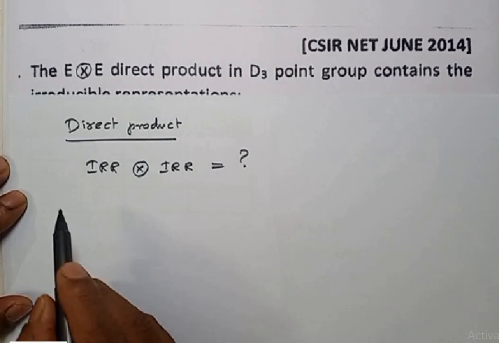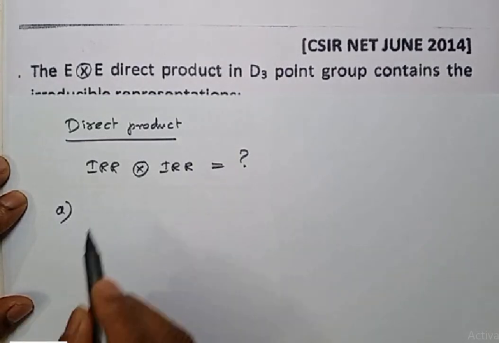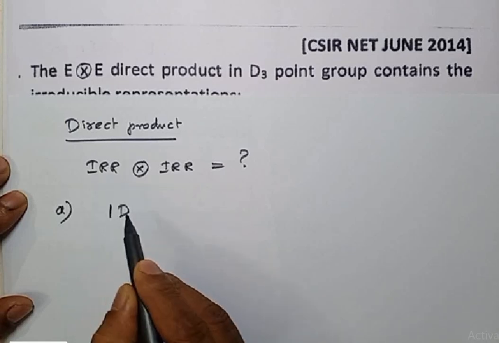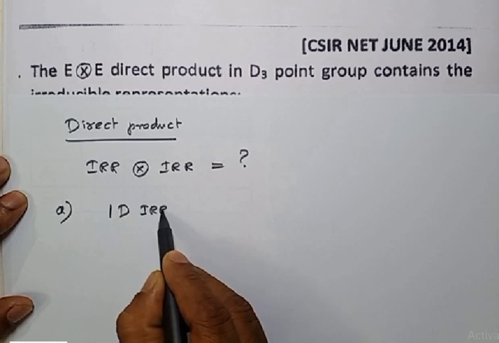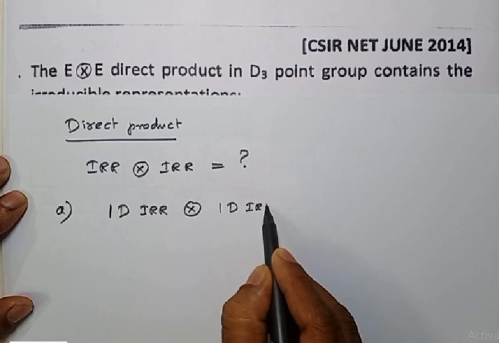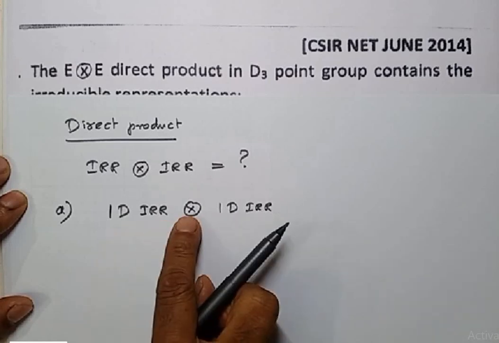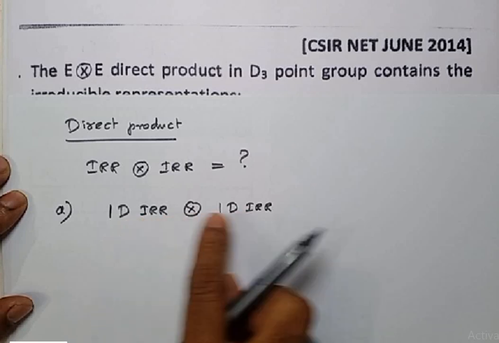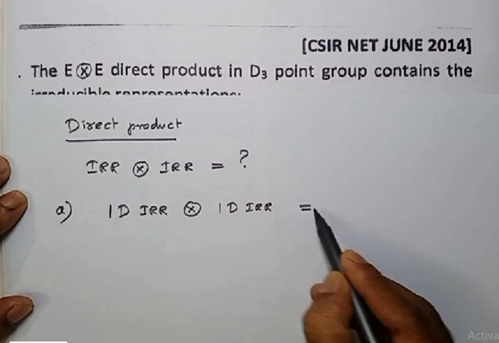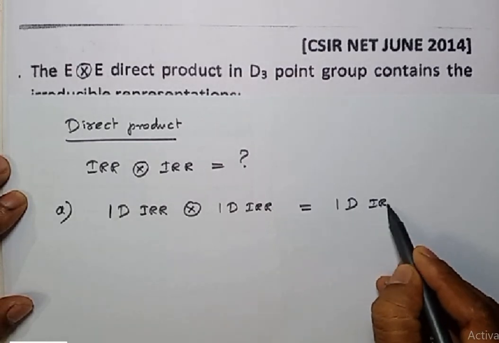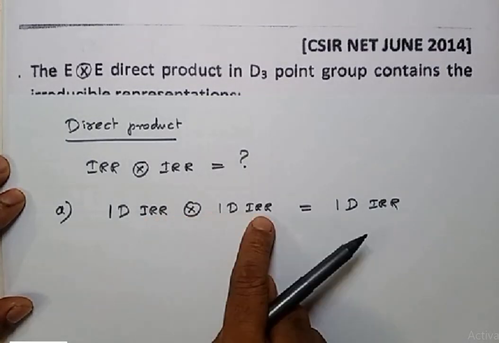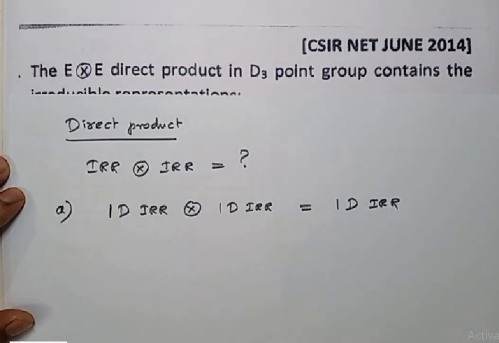Listen carefully. Point number 1. If I take a one-dimensional irreducible representation and multiply it with another one-dimensional irreducible representation, so I am taking the direct product of 2 one-dimensional irreducible representations, the answer is also a one-dimensional irreducible representation.